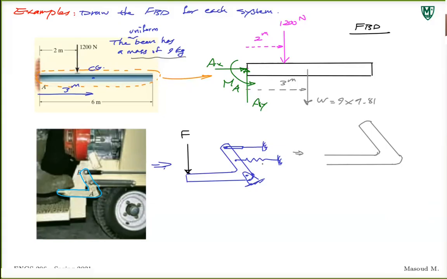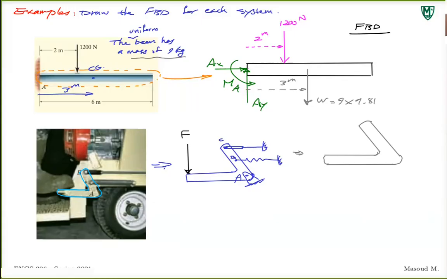Let's use names so we can refer to them. This is point A. Let's call this B. Let's call this point C. And that's pretty much it. I could give you dimensions, but let's not make it crowded for now. Let's just draw the free body diagram. So I'm isolating the leveler, right? Foot leveler.